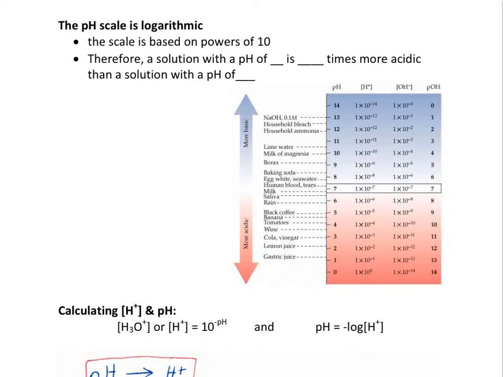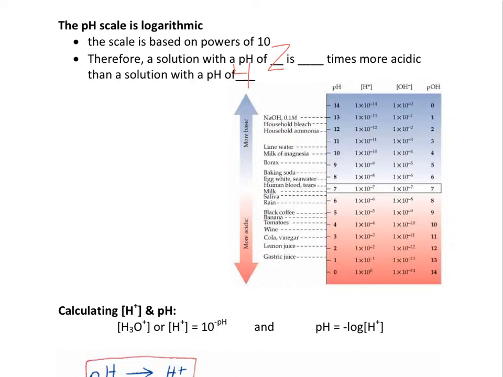But the most important thing is you understand that when you see a pH of 4, that represents an H+ concentration of 1 times 10 to the minus 4. And I'll show you how to calculate that down below. So if we have a solution that has, let's say, a pH of 2, then we're comparing that to a solution with a pH of 4.